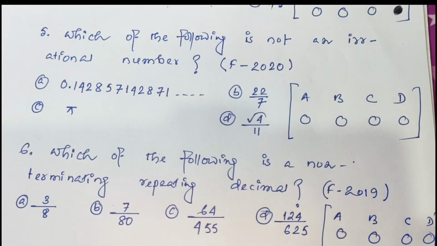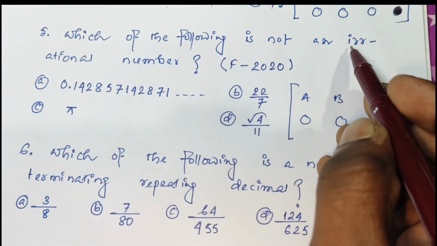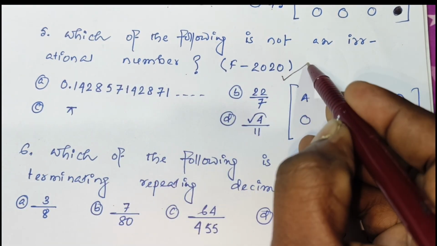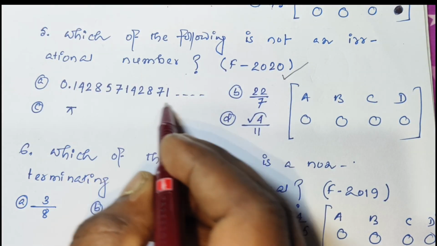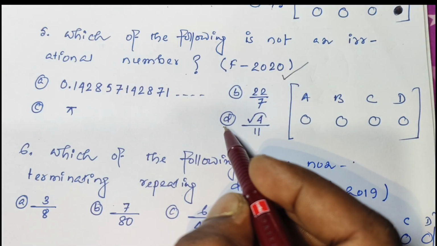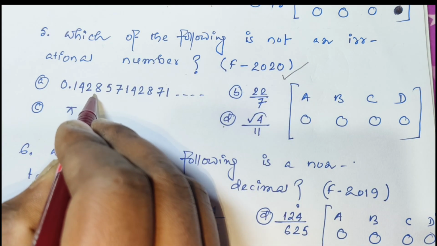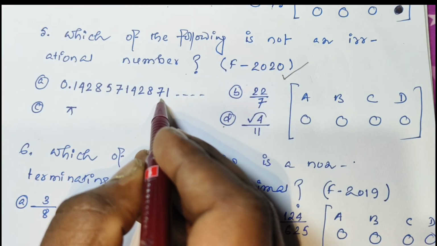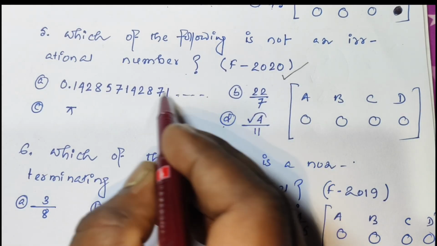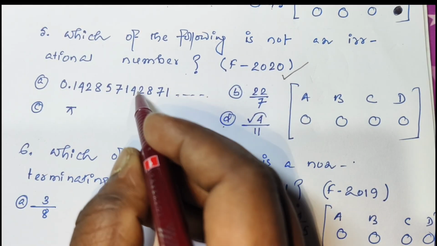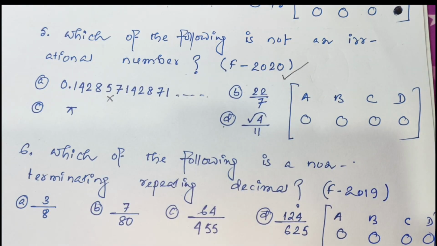Like this. Now, the question number 5. Which of the following is not an irrational number? Final 2020, right? So, my dear student, here is the number, right? A, B, C, D option is given. 0.142857142857, this is repeating, right? This is non-terminating but repeating. Yes or no? That's why this is a rational number. So this option would not be the correct.